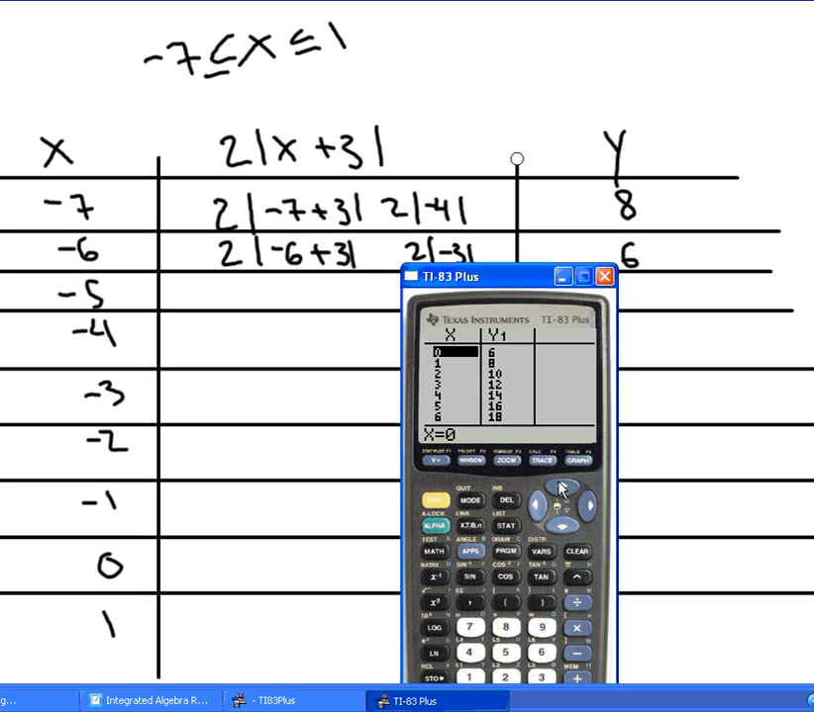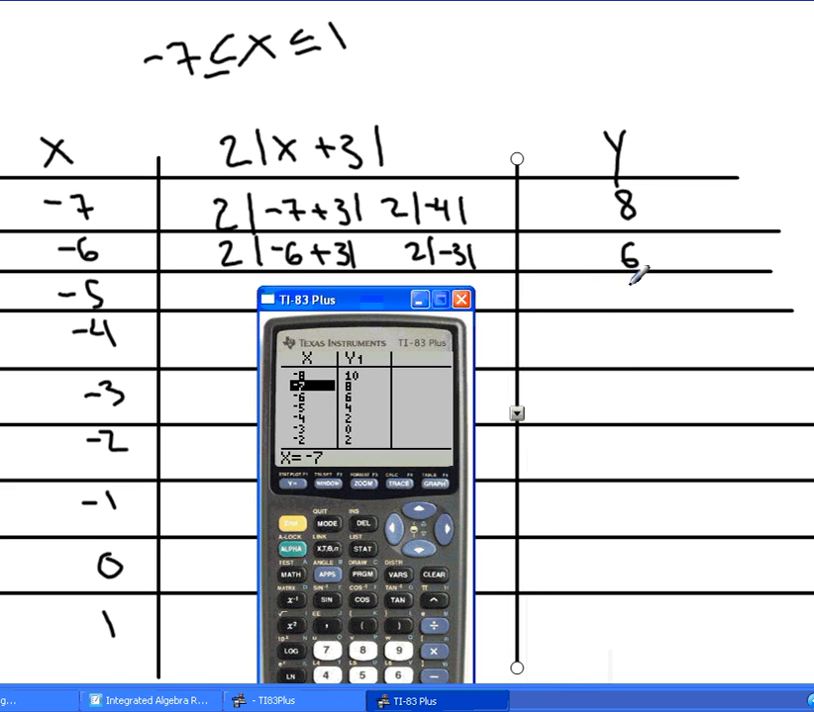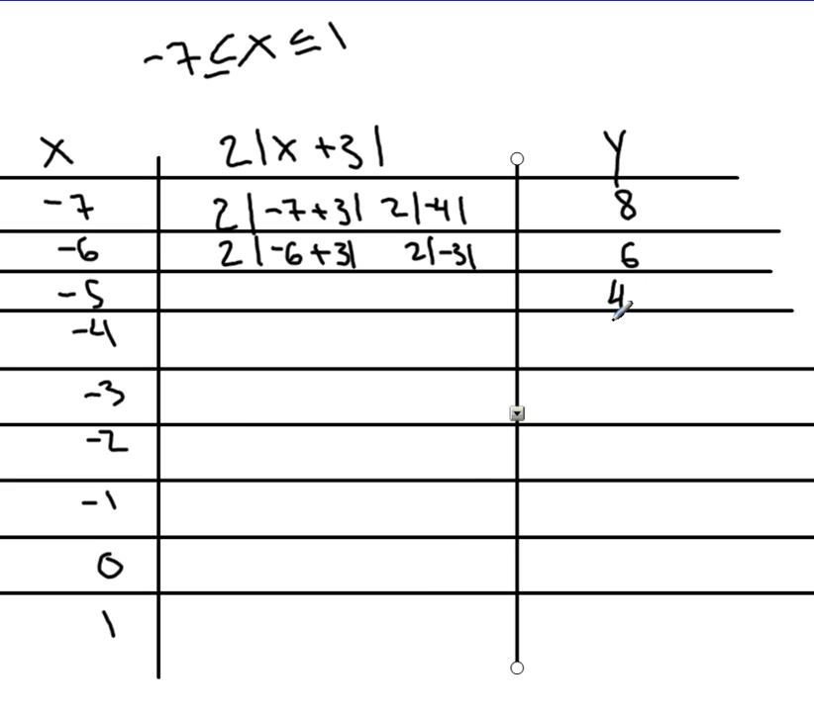Now I'm interested in the values that go from x is negative 7 all the way up to 1. So I'm going to scroll up. So look, when x is negative 7, y is 8. That's what we had before. When x is negative 6, y is 6. And now we can just put the rest in here. So when it's negative 5, y is 4.